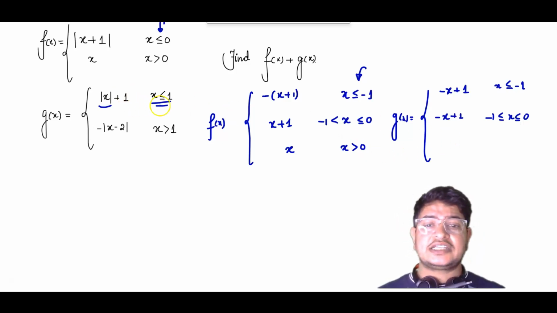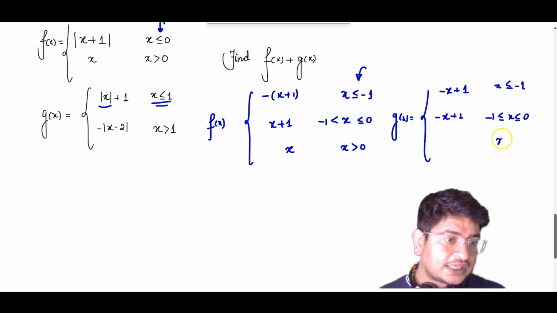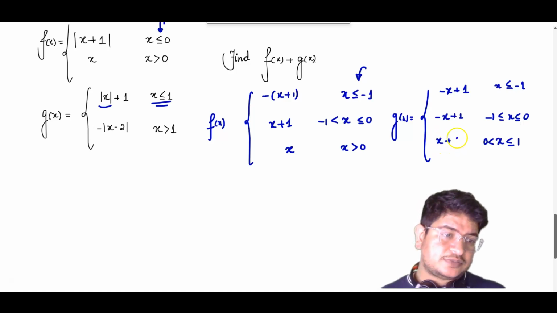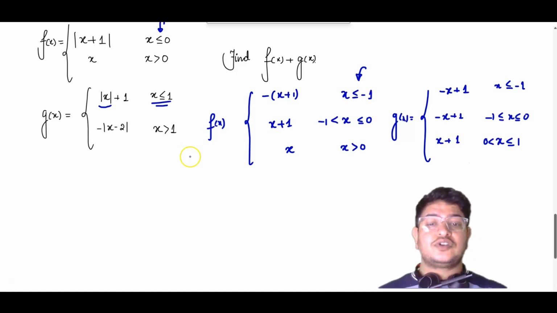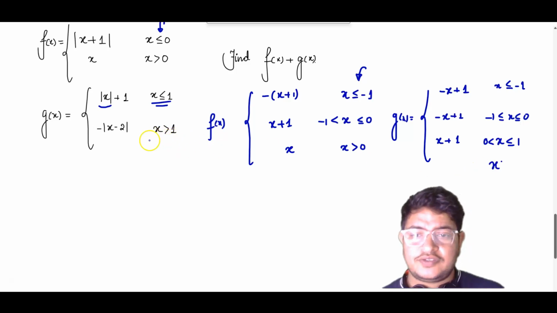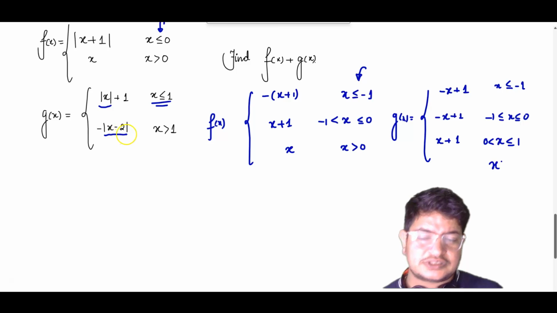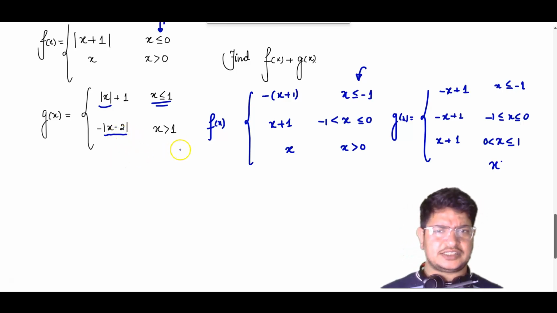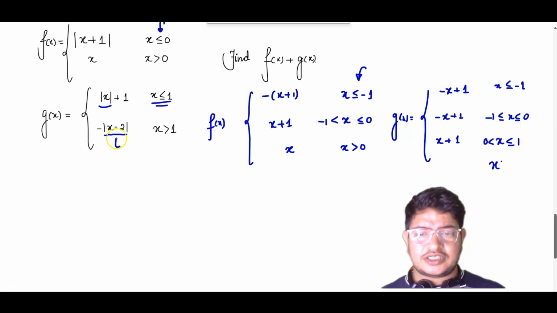Now taking the third one, that is x less than or equal to 1. Here we will take the values from 0 to 1, and here we will get the value as x plus 1. Now we will go to x greater than 1. If you can see x minus 2, we will not go to x greater than 1 or something like that. We will check x minus 2 first.